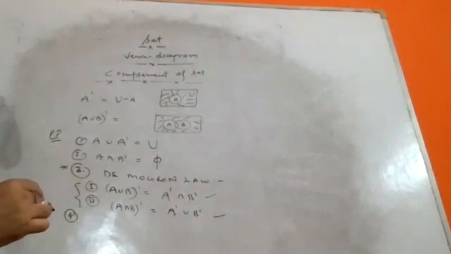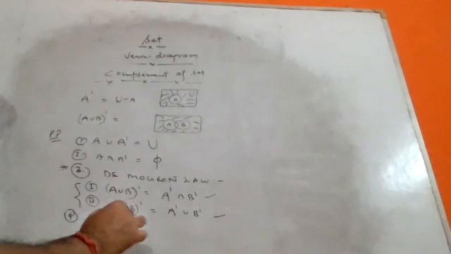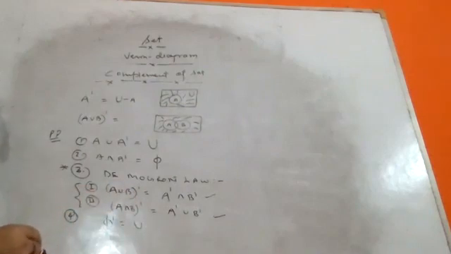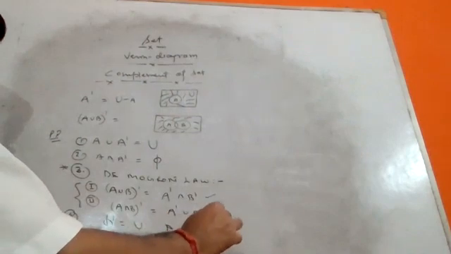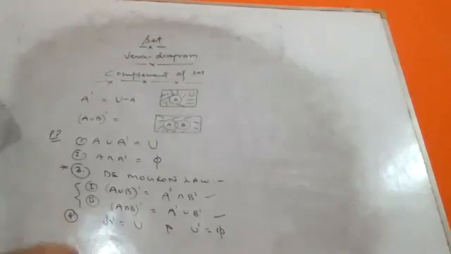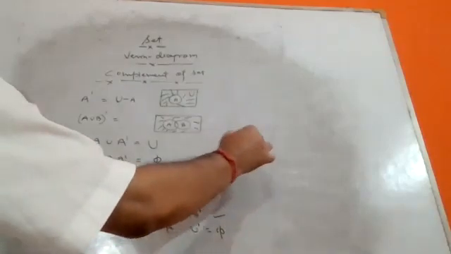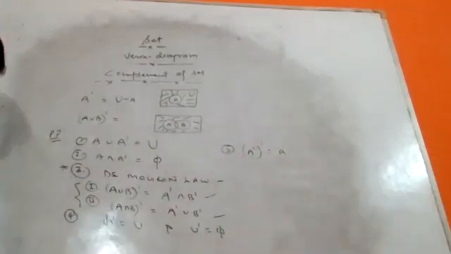The fourth part is the most important part. The fourth part is what? Phi dash is equal to u. And similarly, u dash is equal to phi. You can say if phi dash equals u, then u dash equals what? Phi. And your fifth property: the complement of the complement of A, you say that the answer is A.